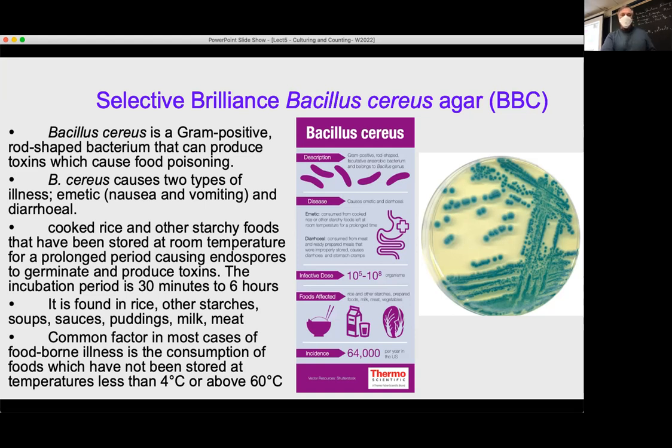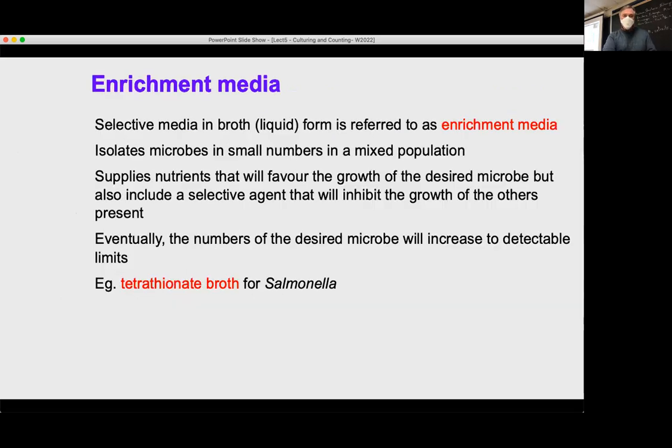And like I was saying, if you store the food at room temperature or above for a long period of time, it can... anyway, so that was an example of a selective media.